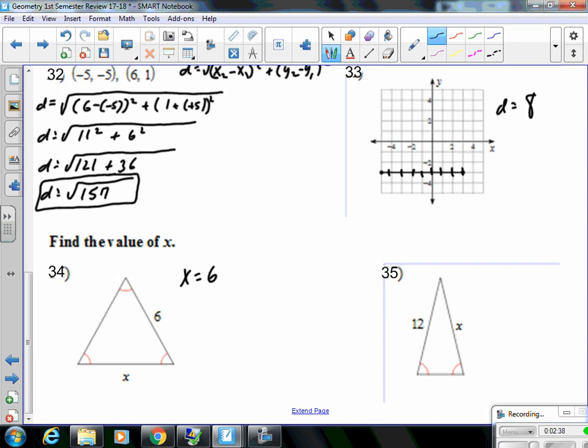35, we've only got 2 angles marked congruent. And the base angles theorem tells us that if we have 2 angles that are congruent, then the sides opposite those angles would be congruent to each other. So 12 and x are going to be equal. X equals 12.